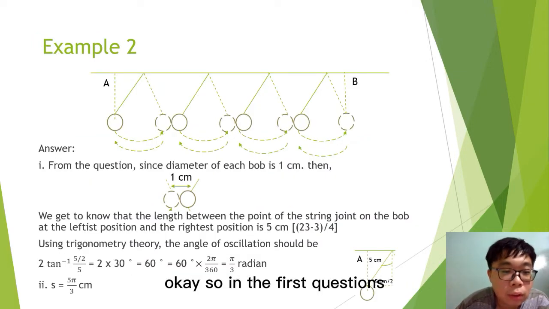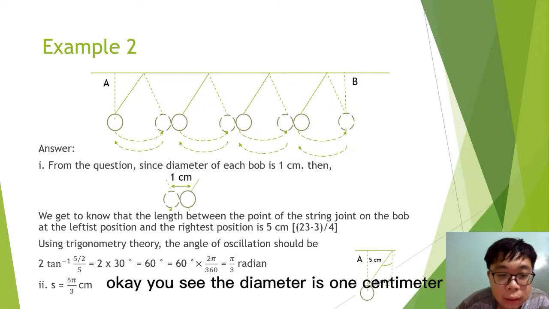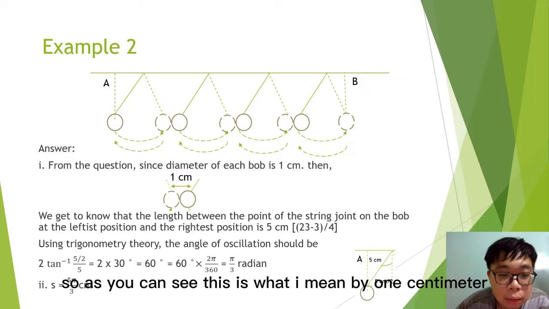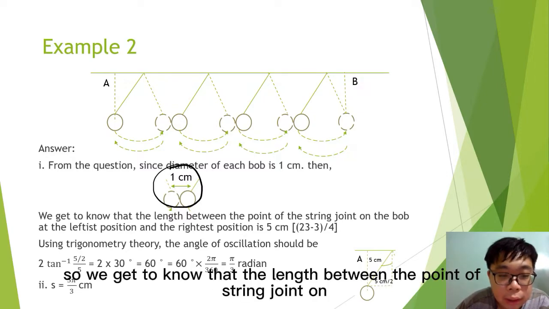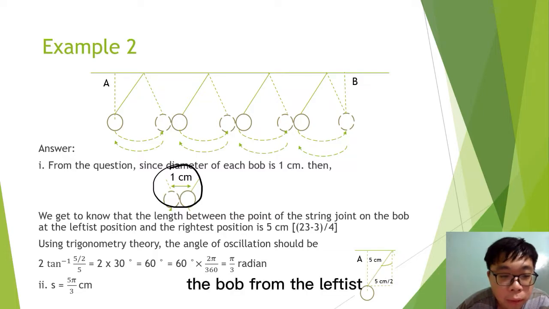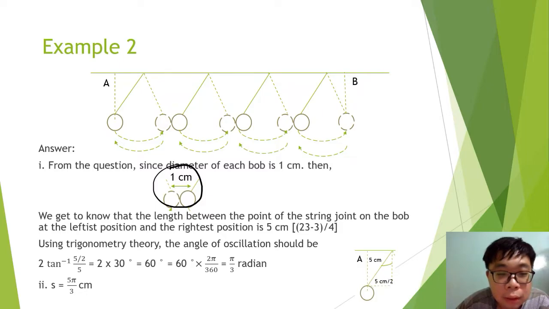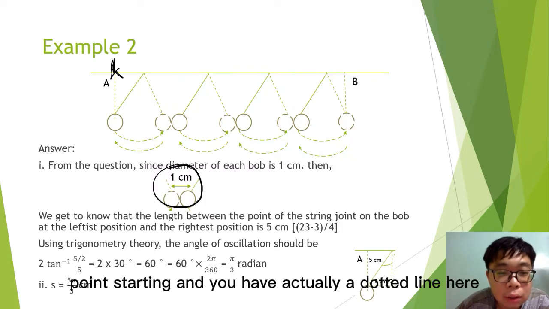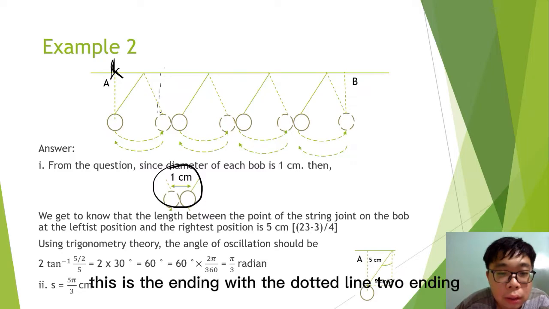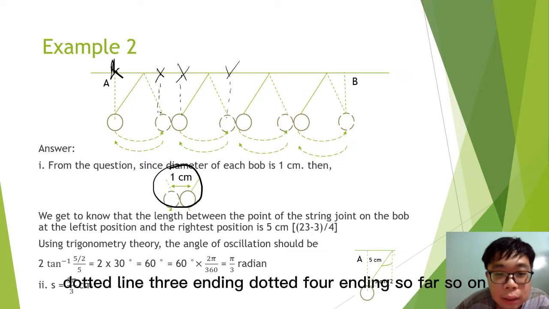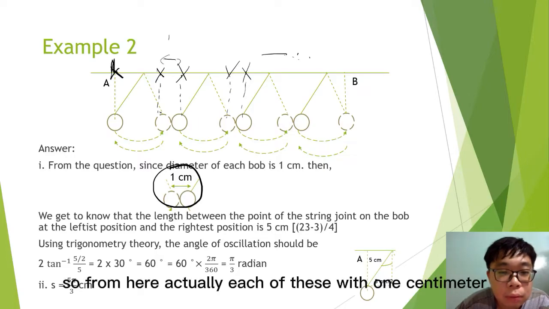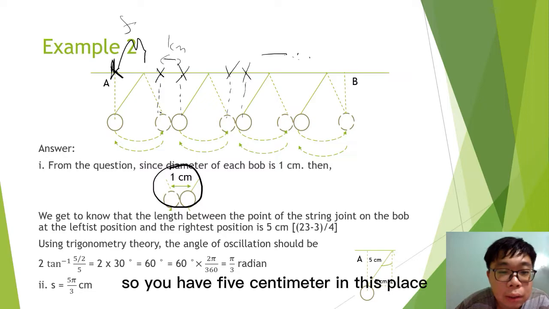Okay, in the first question, you see the diameter is 1 centimeter. So this is what I mean by 1 centimeter. We get to know that the length between the point of the string joint, the leftmost point, and the rightmost position is 5 centimeter. You have one ball here. This is the starting point, and you have a dotted line here. This is your ending. You have dotted line 2 ending, dotted line 3 ending, dotted line 4 ending, and so on. From here, each of these is 1 centimeter. So you have 5 centimeter in this place.